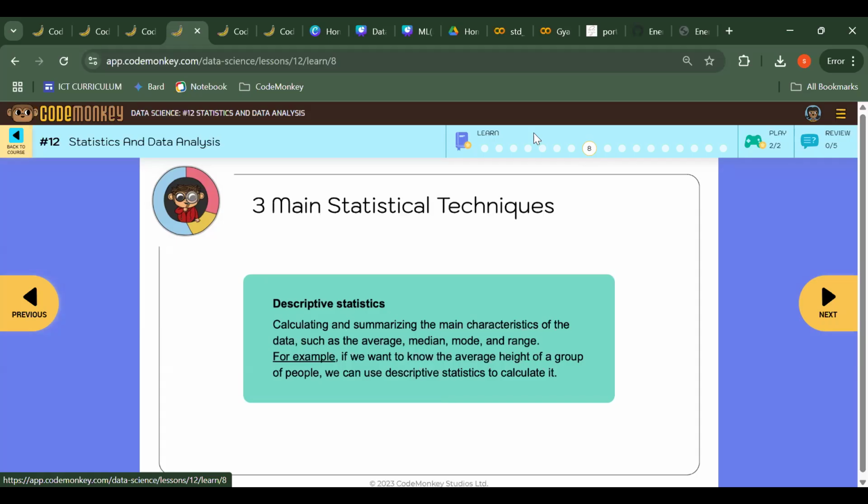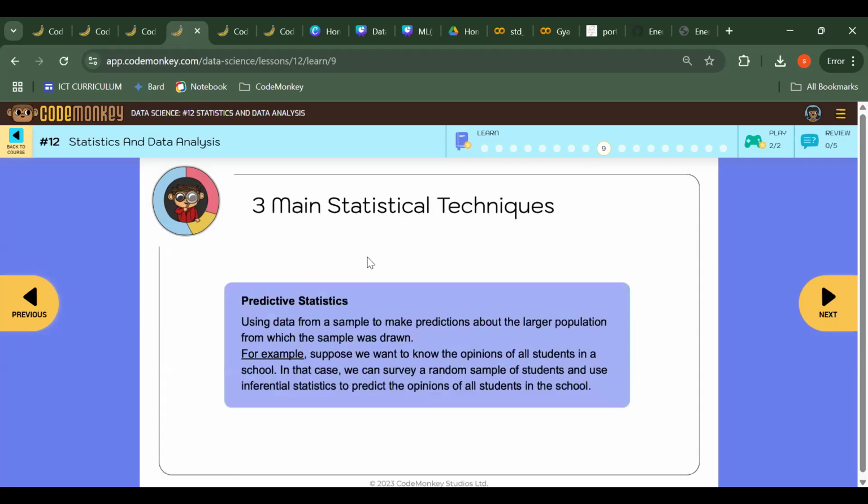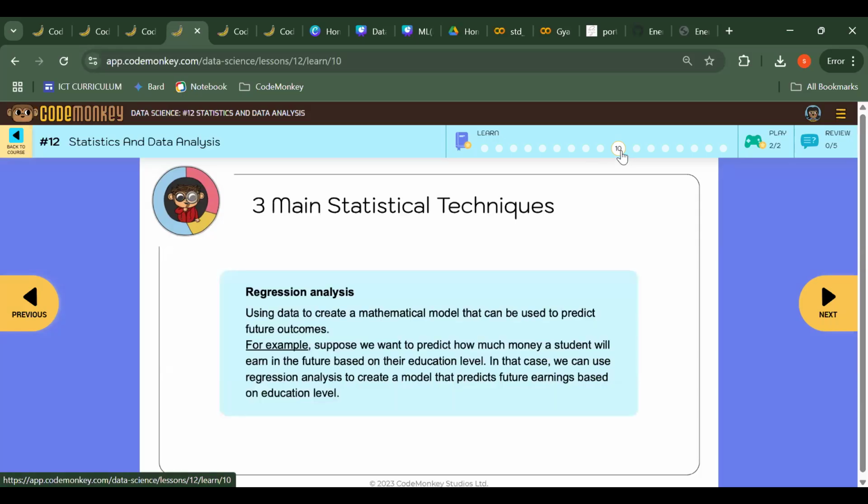Predictive statistics is like being a fortune teller for your data. You use data to guess what might happen in the future. The concept will be the same as prediction in general. So we will go to the next slide.